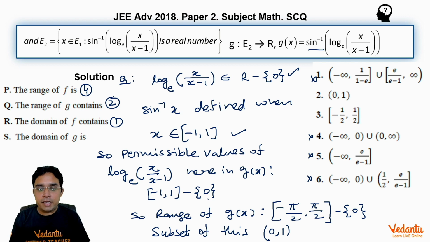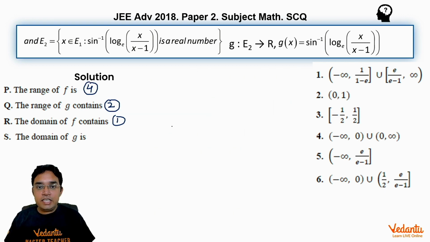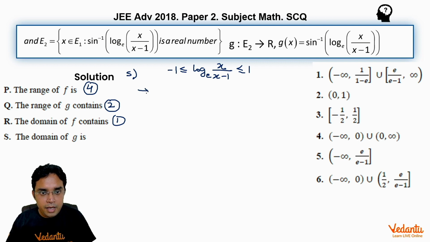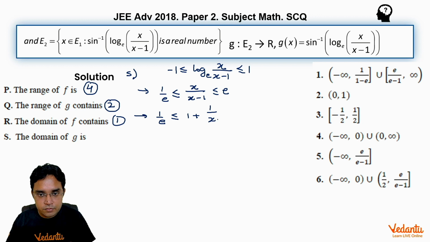Okay, now coming to the next part. Now to solve this S part, that is to find the domain of g, we can see this sine inverse will be defined only if this log of x upon x minus 1 to the base e is between 1 and minus 1. Hence we can say this x upon x minus 1 will be less than or equal to e, greater than or equal to 1 upon e. Also we can write this as 1 upon e less than or equal to 1 plus 1 upon x minus 1. This we have done earlier also.